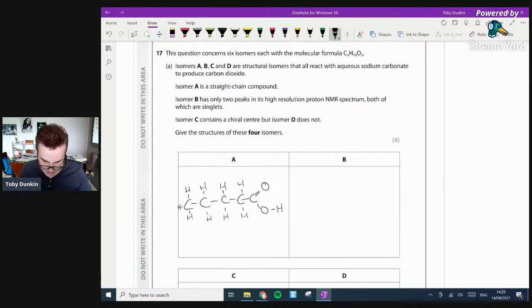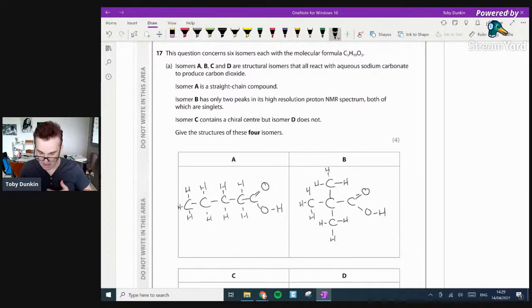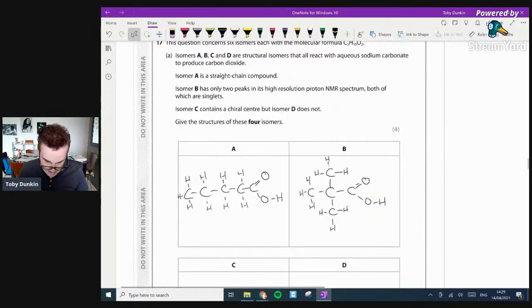Isomer B has only 2 peaks in its high-resolution proton NMR spectrum, both of which are singlets. Branch it, branch it, branch them all. There we go. That makes total sense. All the ones on the outside, all of these guys here that I'm now drawing, are all in the same environment. So they just give a single peak, and there's nothing on that middle carbon, which means it's a singlet. Yep, fine, that's B.